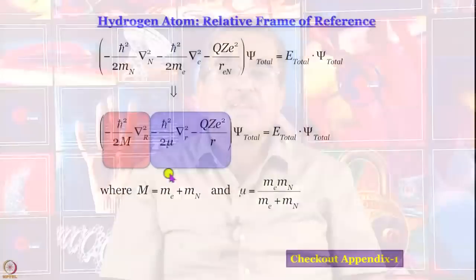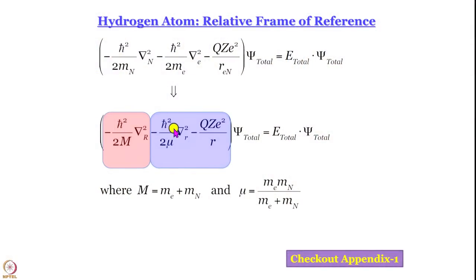Please remember, relative coordinate means how the electron is moving, or what is the situation of the electron with respect to the nucleus. So, the second term gives us the kinetic energy term in the Hamiltonian for the motion of the electron with respect to the nucleus. Third term, minus q z square by r, r remember is the separation between electron and nucleus. So, minus q z square by r obviously is, well, it always has been throughout the discussion, the potential energy for interaction of the electron with the nucleus.